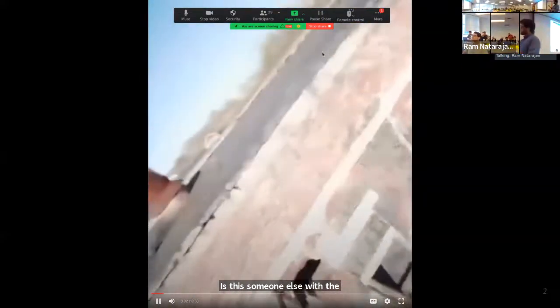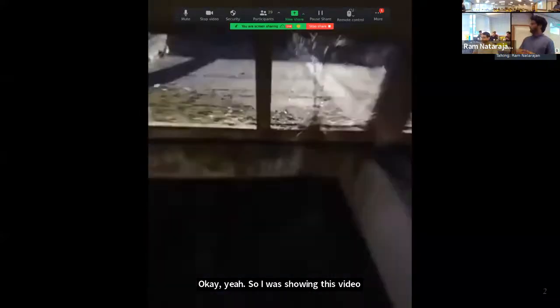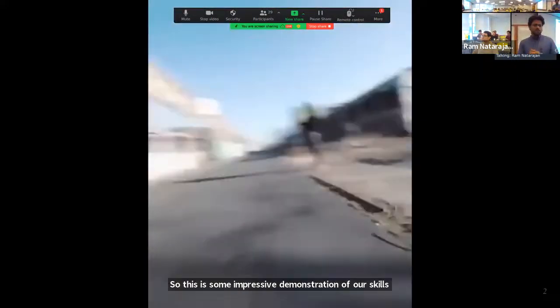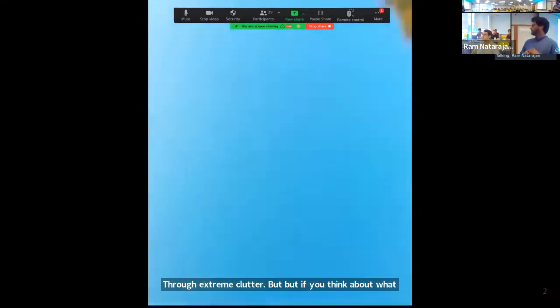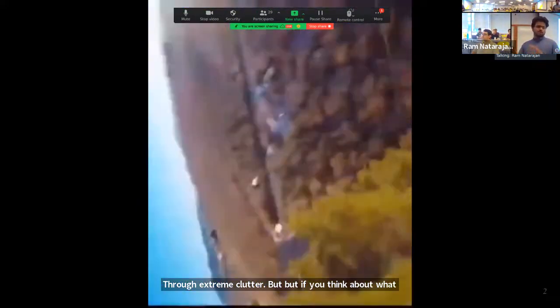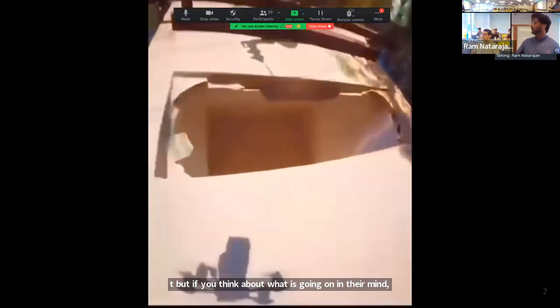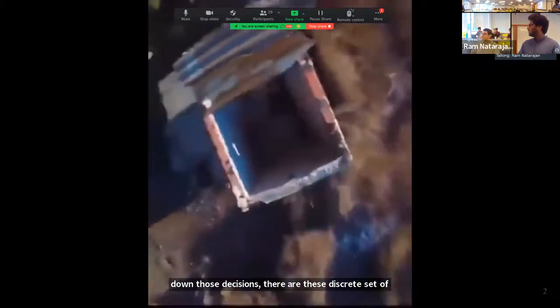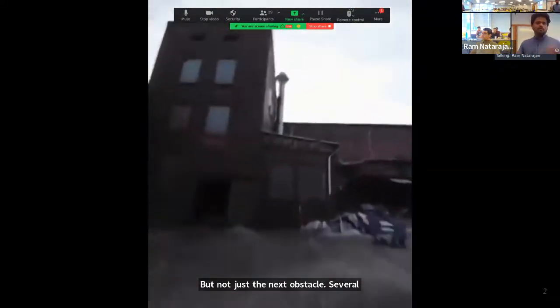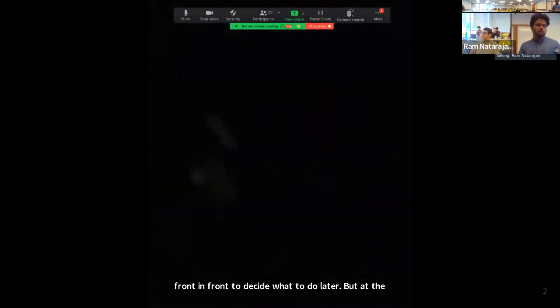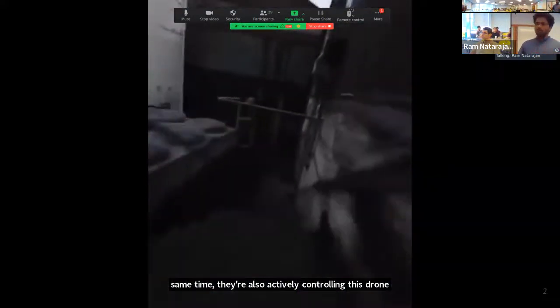Yeah, so I was showing this video to everyone on Zoom. This is an impressive demonstration of skills by these human pilots trying to fly these drones through extreme clutter. But if you think about what is going on in their mind, they're trying to make so many decisions at runtime, right? If you try to break down those decisions, there is a discrete set of decisions that they're making: whether to fly to the right or left of every single obstacle they come across, and not just the next obstacle, but several obstacles in front, to decide what to do later. But at the same time, they're also actively controlling this drone and making those continuous fine refinements.